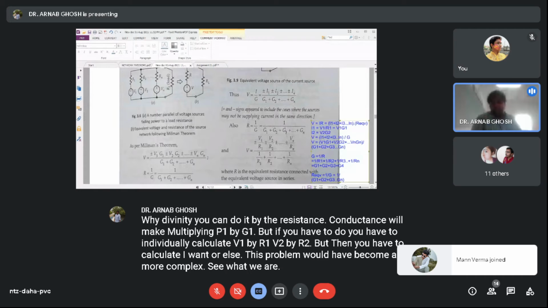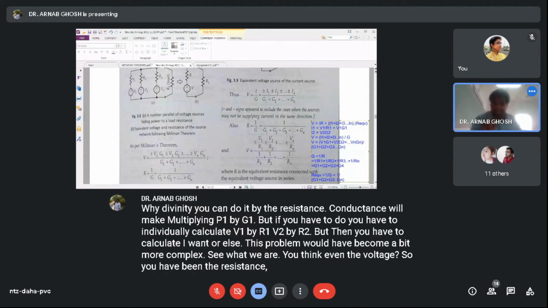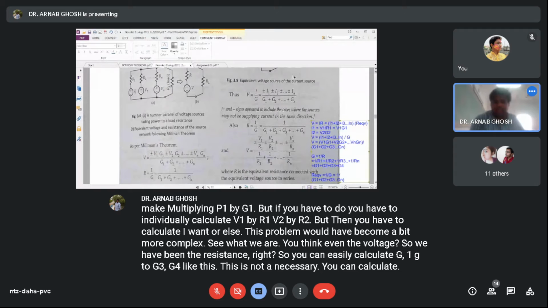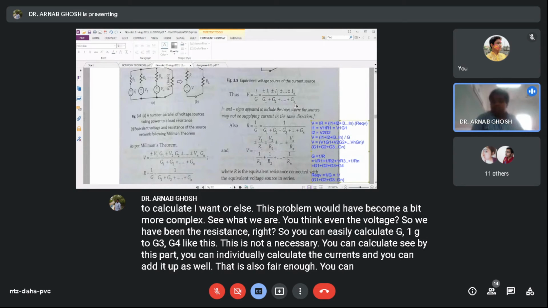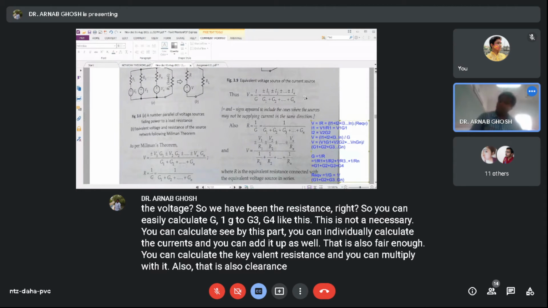See, you have been given the voltage source, you have been given the resistance, right? So you can do G4 like this. This is not necessary. You can individually calculate the currents and you can add, fair enough. You can calculate the equivalent resistance and you can multiply with it also. That is also fair enough. But this is just making the problem a tad more complex.